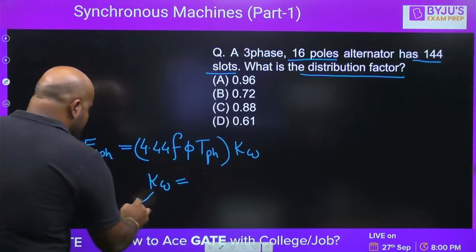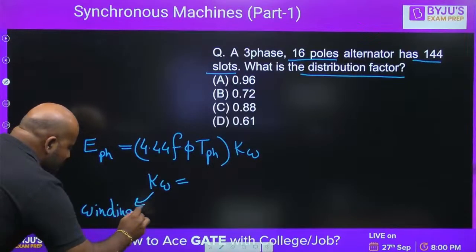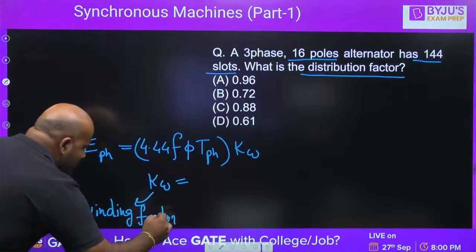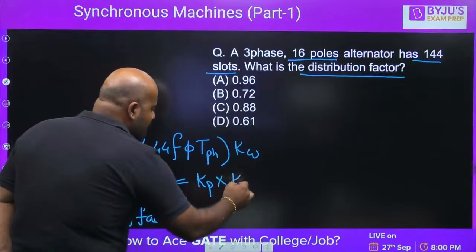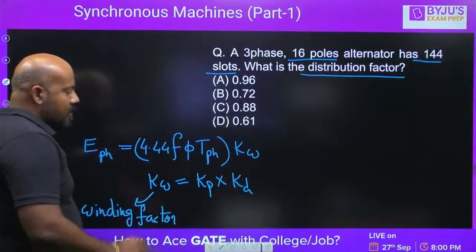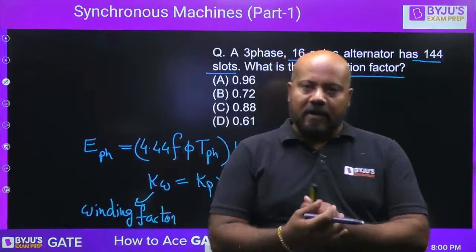This winding factor takes into account the pitch factor and the distribution factor. Why are we introducing these factors?